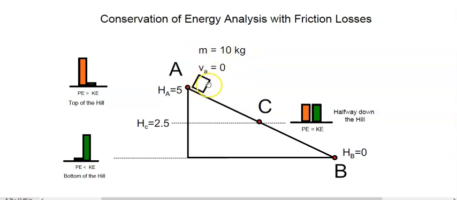As the box accelerates down the ramp, it will gain speed. It will also convert potential energy at the top of the hill into kinetic energy at the bottom of the hill. It will pass from A to C, the center line, to B, where the height will be 0. Let's go through this analysis step by step.